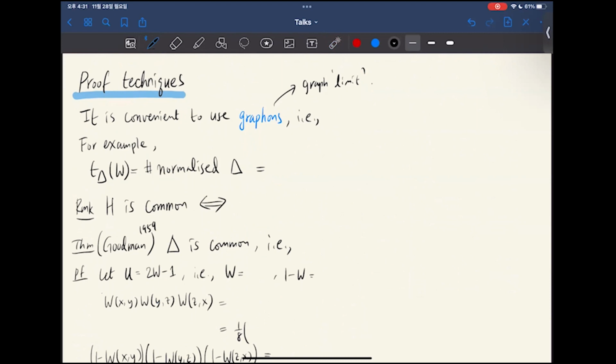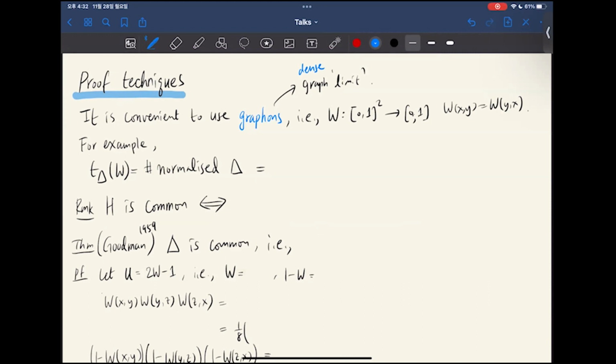So it is convenient to use graphons, the dense graph limit, which is a symmetric function from the [0,1] square to [0,1]. This is a very standard argument. Symmetric here means W(x,y) is the same as W(y,x). So this is a very standard dense graph limit, which means we can basically replace our large graph when n gets larger.